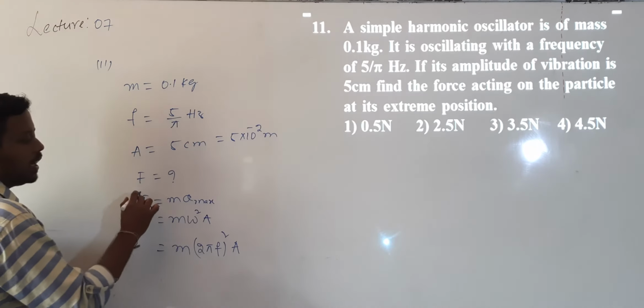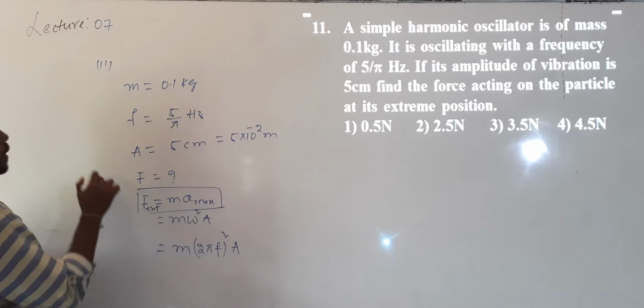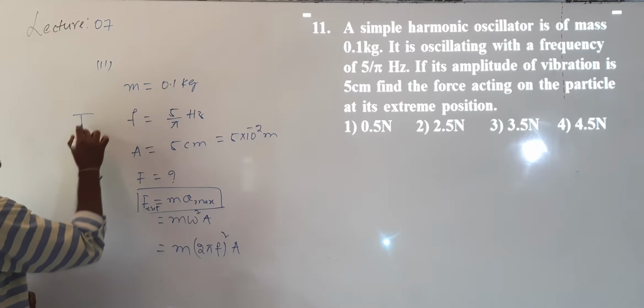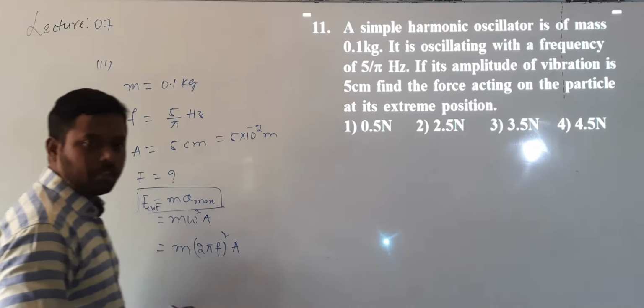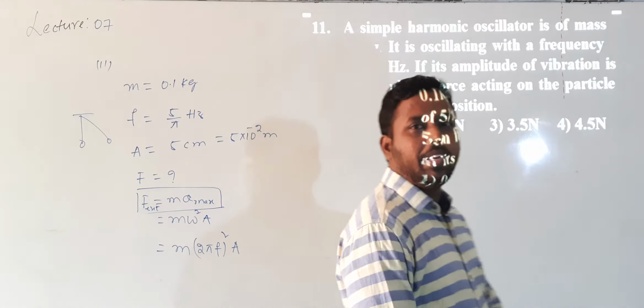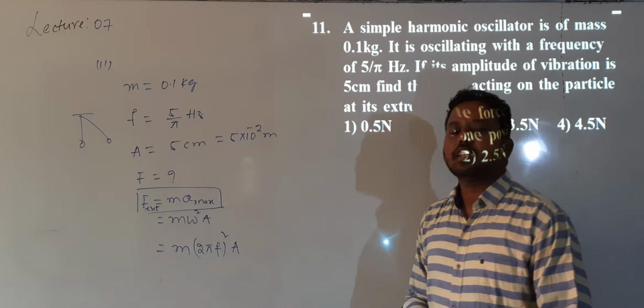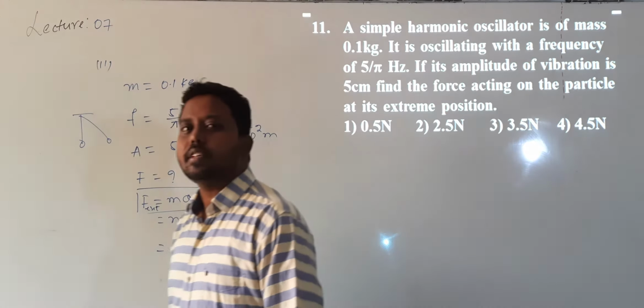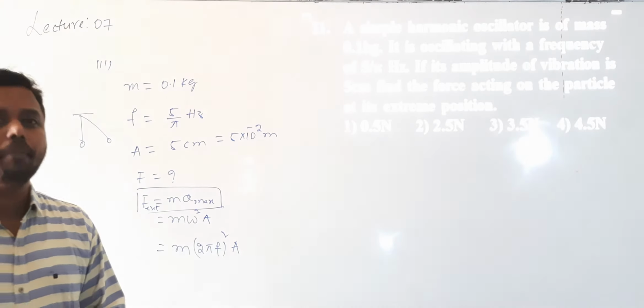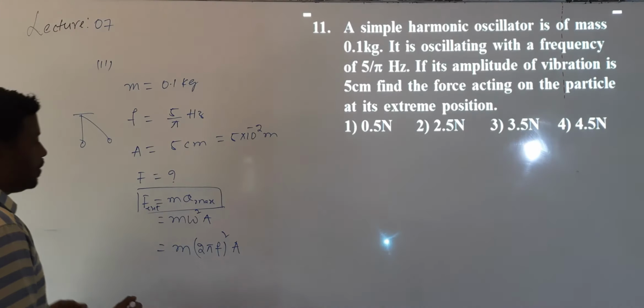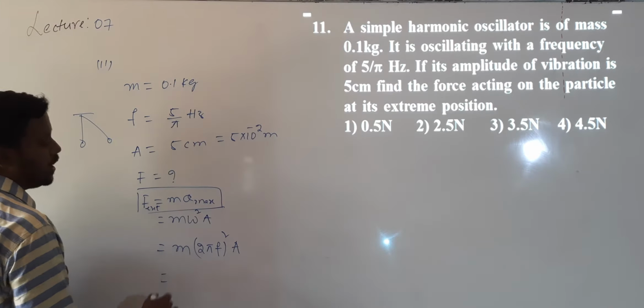So what I want to calculate is the force acting on the particle when it is executing SHM at extreme position. At extreme position, force can be calculated by the formula F is equal to ma. At extreme position acceleration is maximum, that's why m into a max. Now can I substitute the values?